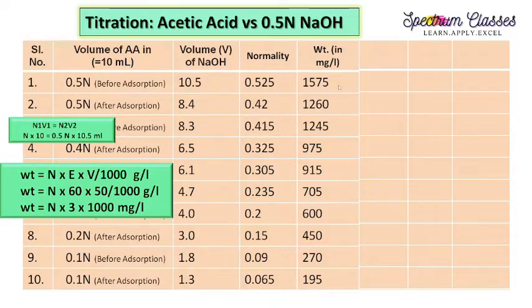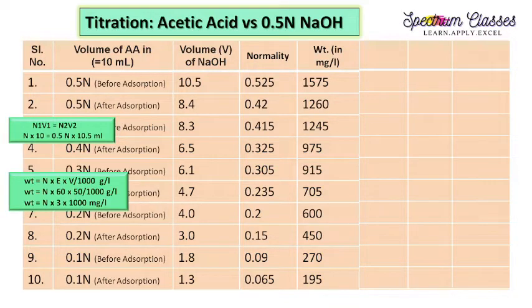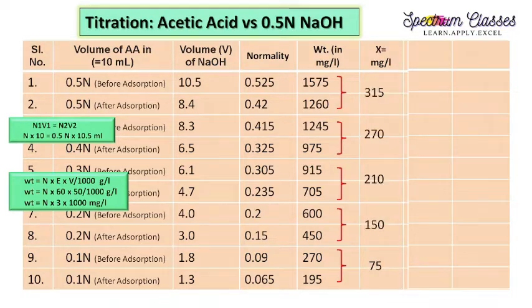Now our main aim is to determine the weight of acetic acid adsorbed. The weight adsorbed is the difference between before adsorption and after adsorption. As you have seen here, before adsorption the weight is more and after adsorption it is less. So the difference of the weight is what is adsorbed. If you subtract these two values, you will get the weight of acetic acid adsorbed on the charcoal, right?